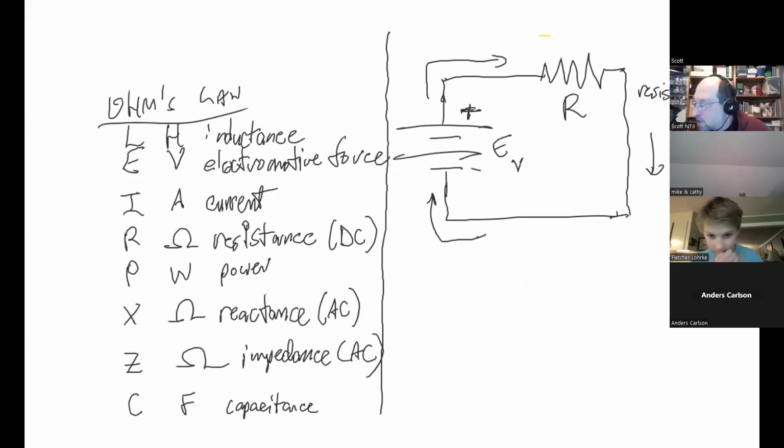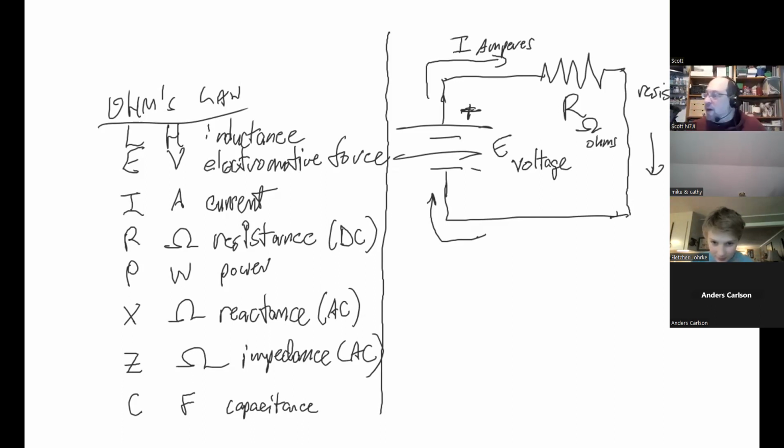Okay, so now we have our current, which is our letter I. It's measured in amperes, named after Ampere. Our voltage is named after Alessandro Volta, and our resistance is measured in ohms, named after Georg Simon Ohm. Notice those are all 19th century scientists who worked on this stuff a lot.